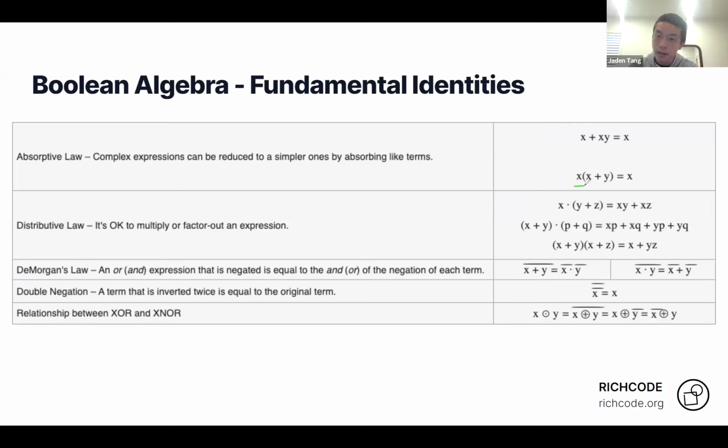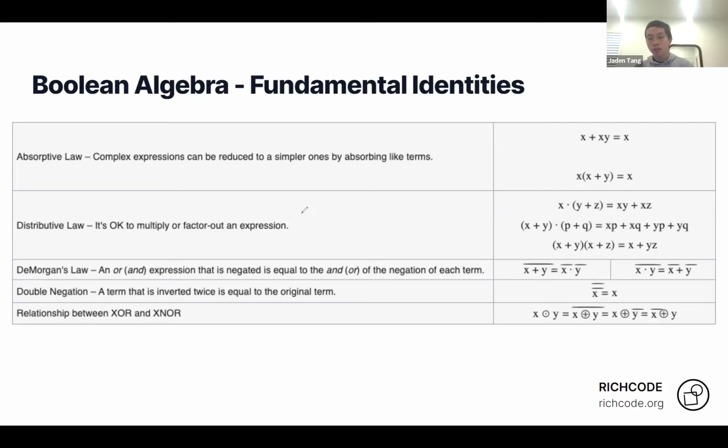Because if x is false, we know that this is going to be false, because false and anything gives you false. But if x is true, then the inside of the statement is also going to be true, and true and true is still going to be true. So if x is true, this statement's true. If x is false, this statement's false.